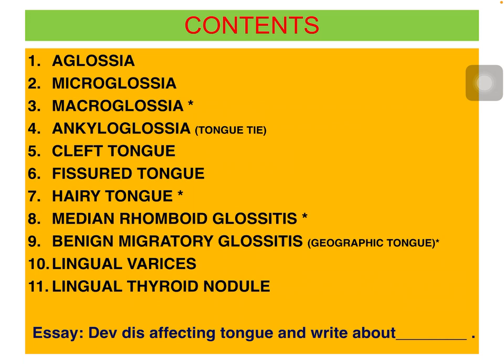So the major developmental disturbances affecting the tongue are aglossia, microglossia, macroglossia, ankyloglossia, cleft tongue, fissured tongue, hairy tongue, median rhomboid glossitis, benign migratory glossitis, also known as geographic tongue, lingual varices and lingual thyroid nodule.